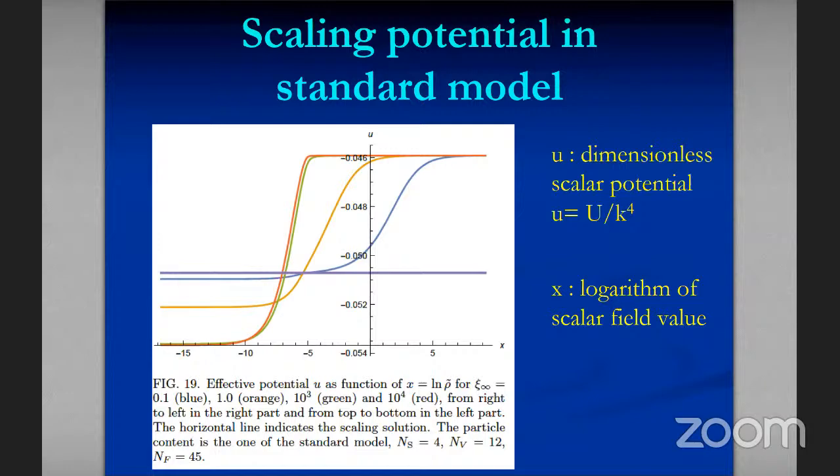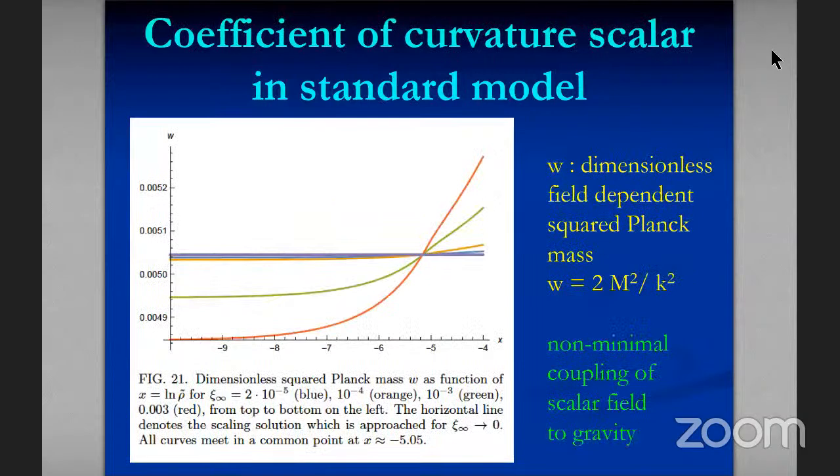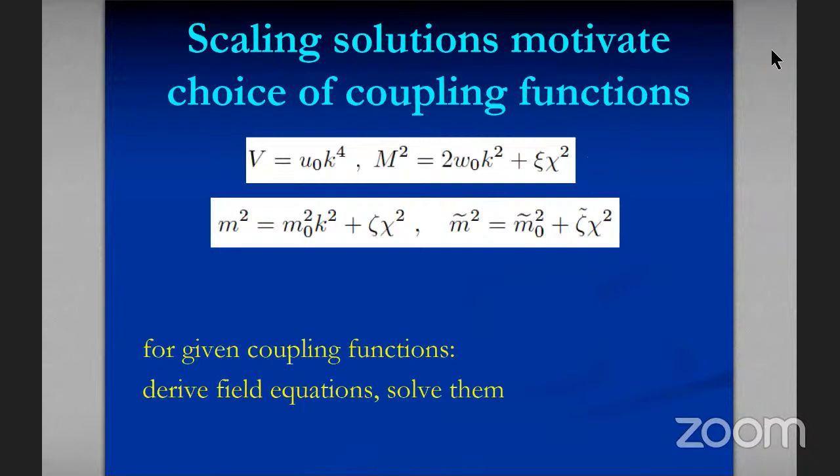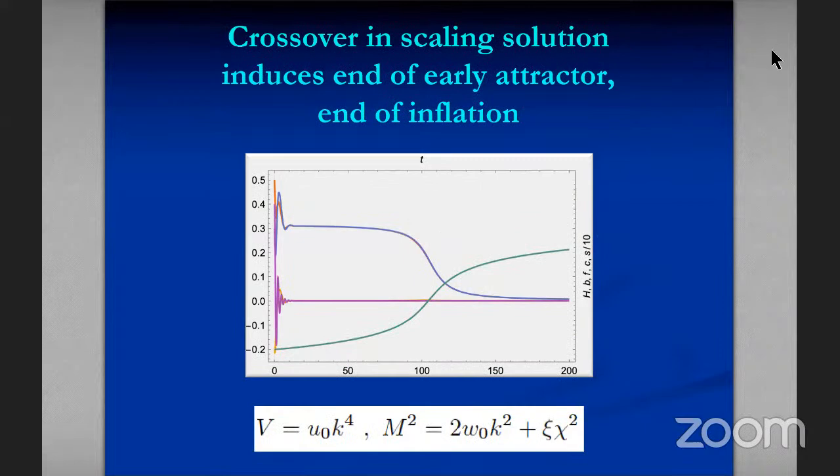Scaling solutions also have a very simple behavior for this effective Planck mass. So I plotted here the dimensionless one, m squared over k squared. This effective Planck mass goes to a constant for small values of the scalar field, and then it increases virtually proportional to chi squared for large values of the scalar field. That motivates this simple form of the coupling constant functions. Of course, the real form is a bit more complicated, but for the qualitative discussion, that's completely sufficient.